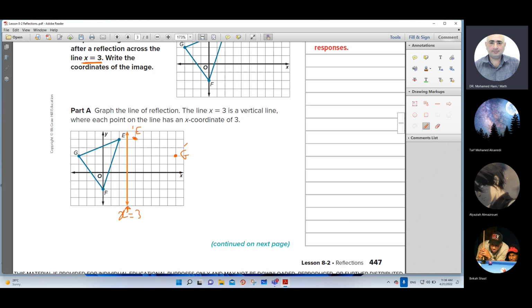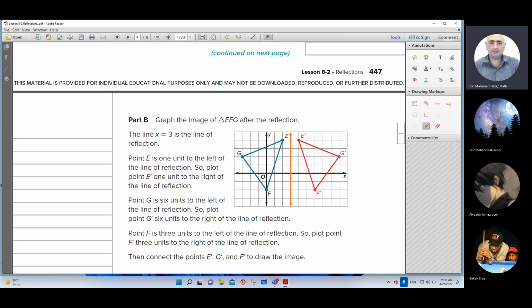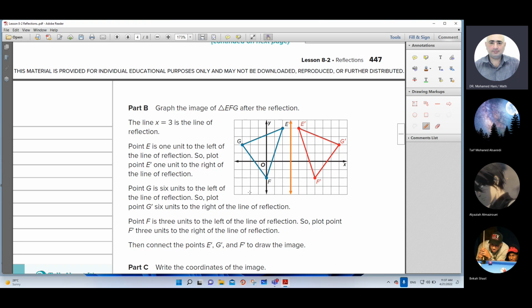And here we have F. The distance between F and the line of reflection is 1, 2, 3 units. So take 3 units. So this is F prime. Then match the points, and you will get the image. This is the pre-image, this is the image. And as you see in the reflection, we have the same distance between the vertices. We have congruent figures, but in the opposite direction.